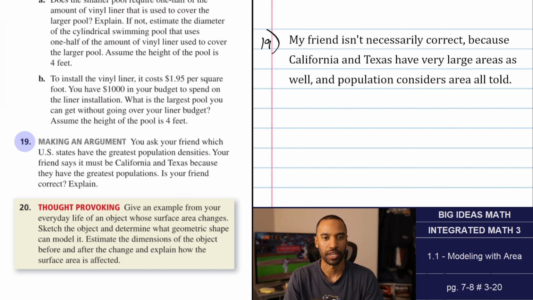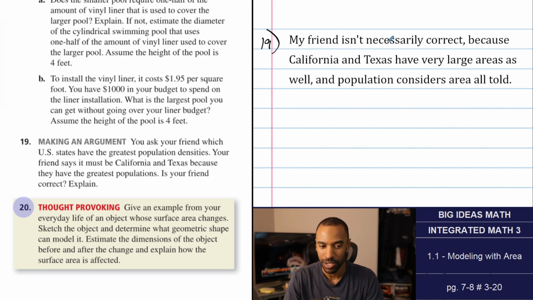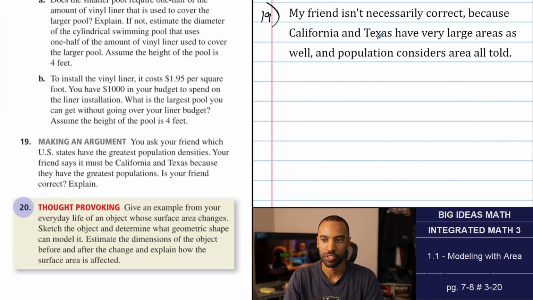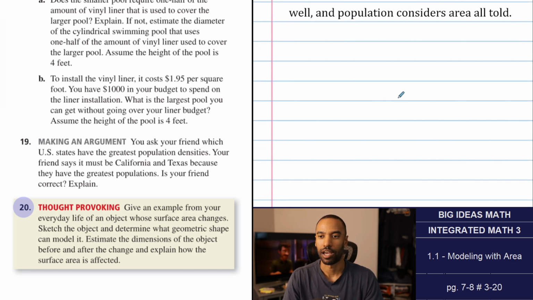All right. I'm trying to find my windows again. Here we go. Last question, number 20. Thought-provoking. Give an example from your everyday life of an object whose surface area changes. Sketch the object and determine what geometric shape can model it. Estimate the dimensions of the object before and after the change, and explain how the surface area is affected. That's a lot.